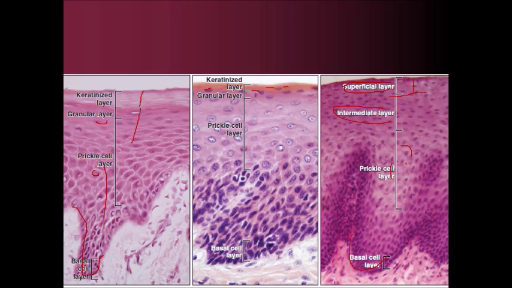The Merkel cell layer, the nucleus is round and the cell is polygonal, while in the intermediate layer the cell is flat and the nucleus also is flat. The same is in the superficial layer.